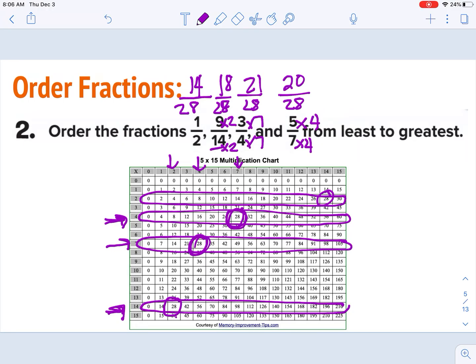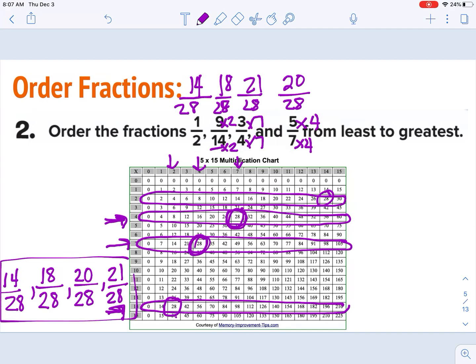So now they all have a 28 on the bottom, so I can compare them more easily. The smallest number that I have on top is 14. So I know that 14 28ths is going to be the smallest one. Then I see an 18, which would be the next smallest. And then a 20 on top. And lastly, a 21 on top. So this would be the order of them from least to greatest.